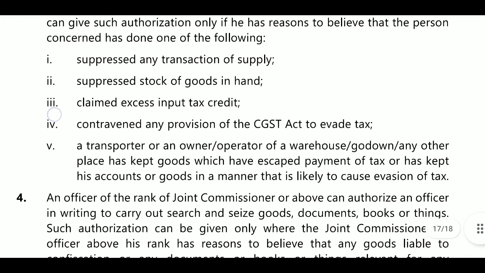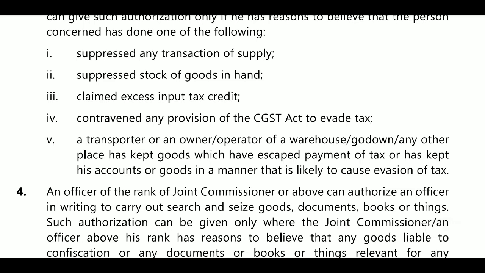Next, if any person claimed excess input tax credit or contravened any provisions of the CGST Act to avoid tax. Here, the first four points relate to suppressing any transaction of supply or stock of goods in hand, claiming excess input tax credit, or contravening any provisions of the CGST Act to avoid tax. This is related to the registered person.